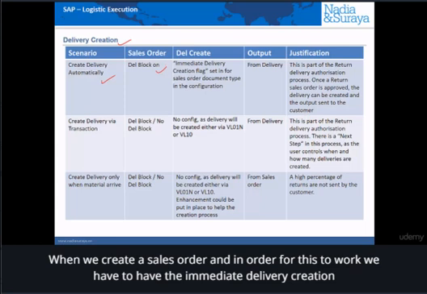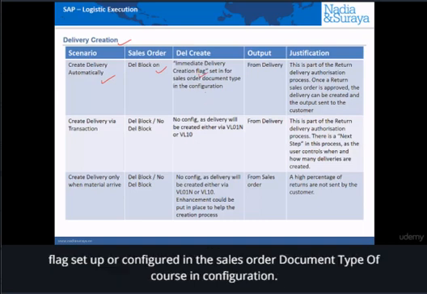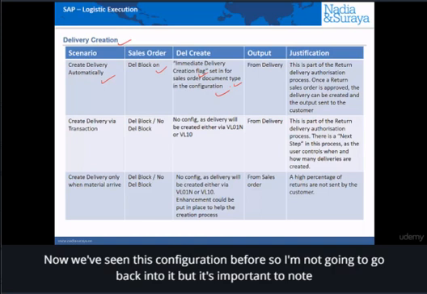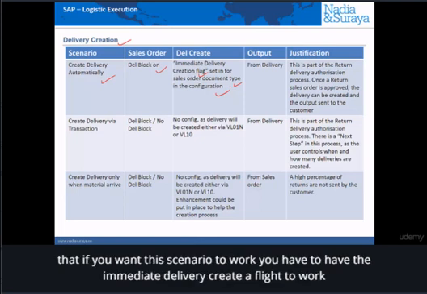And in order for this to work, we have to have the immediate delivery creation flag set up or configured in the sales order document type, of course, in configuration. Now, we've seen this configuration before, so I'm not going to go back into it, but it's important to note that if you want this scenario to work, you have to have the immediate delivery creation flag set.